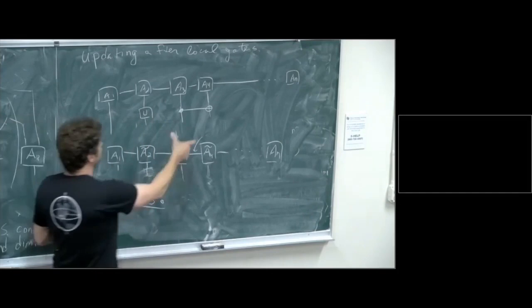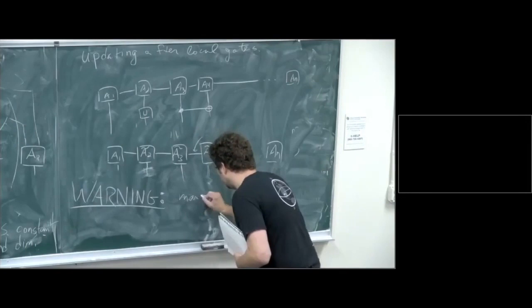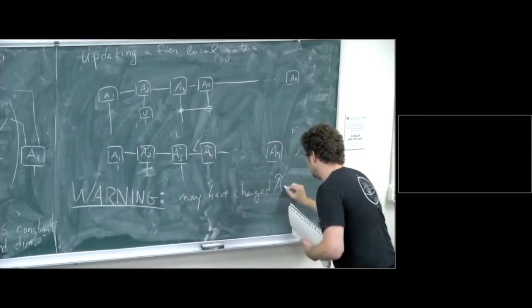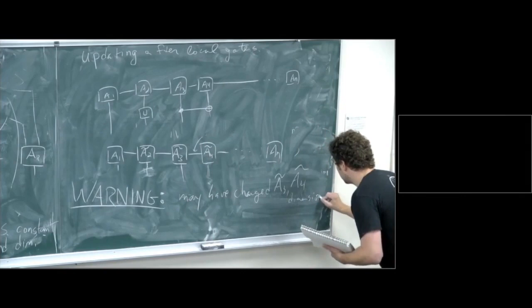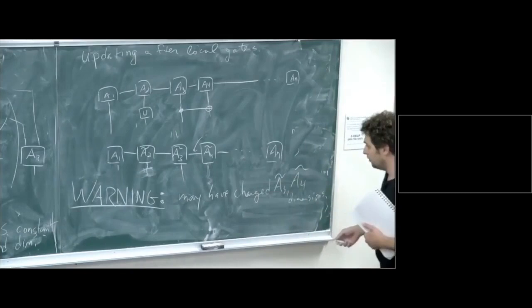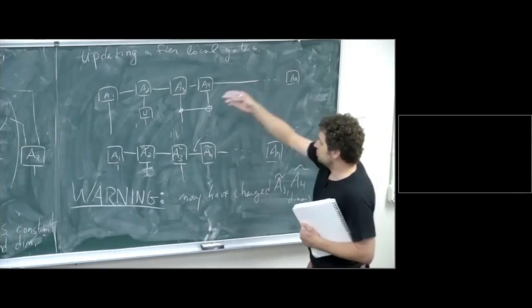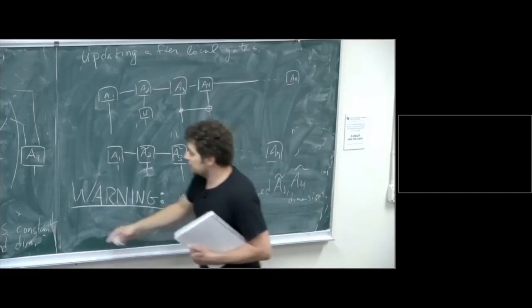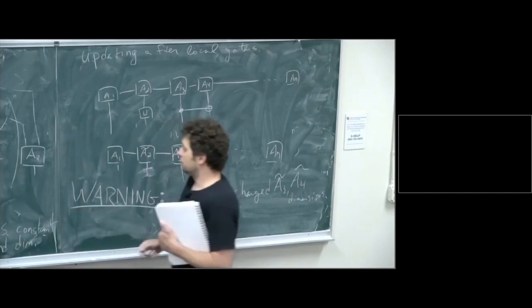So warning, I might have changed A3 and A4's dimensions. That's a good thing, right? Because we don't expect this to work for arbitrary states, because then it would give us a classical simulation of quantum computers. We don't think that's possible, or I don't think that's possible. The point is, if applying this C0 does generate extra entanglement between the two sides, it's going to have to blow up the size of this dimension, the size of this entangled pair, in order to faithfully represent the state.